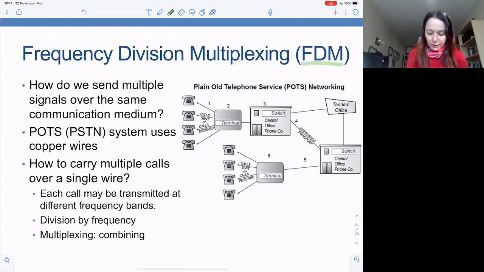So frequency division multiplexing. One classical example is called the public switched telephony network, also called the plain old telephone service. Basically wired telephony, right? How do we carry multiple calls over a single wire? Now the idea is to transmit each call over a slightly different frequency band and then add them together.